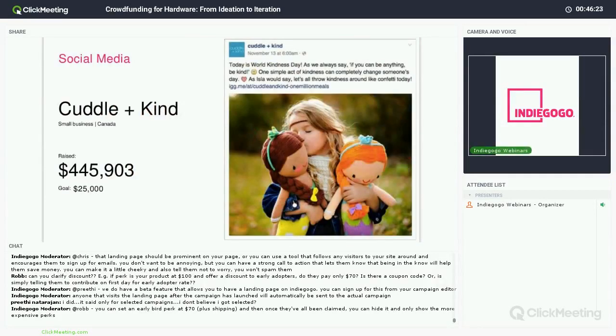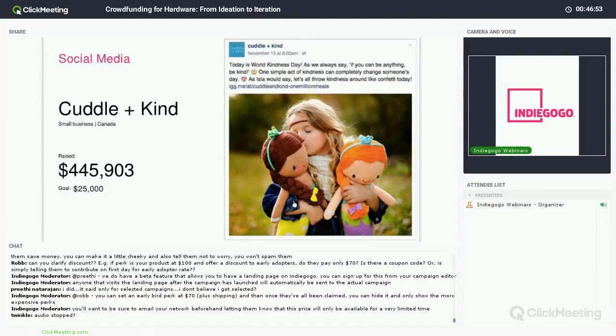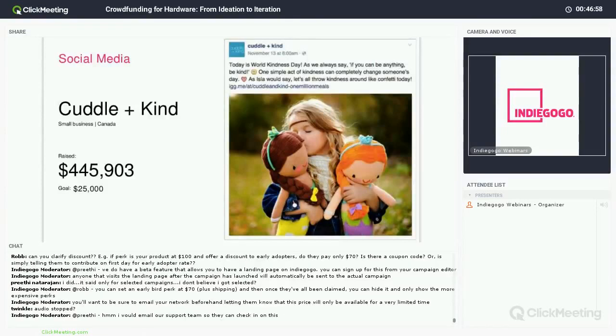This is an example that the Cuddle and Kind campaign posted. This is a great shareable content example. Cuddle and Kind, they made these dolls, and this post isn't a post saying, hey, come contribute to our campaign and buy a doll. That's not what they said. Instead, they crafted it around this concept of World Kindness Day, and they included this really sweet picture of a young girl with these dolls. And this is the kind of content that a person would want to share with their audience, because it's sweet, it's cute, it shows the product. This is the kind of thing you want to think about when you're posting on social media.